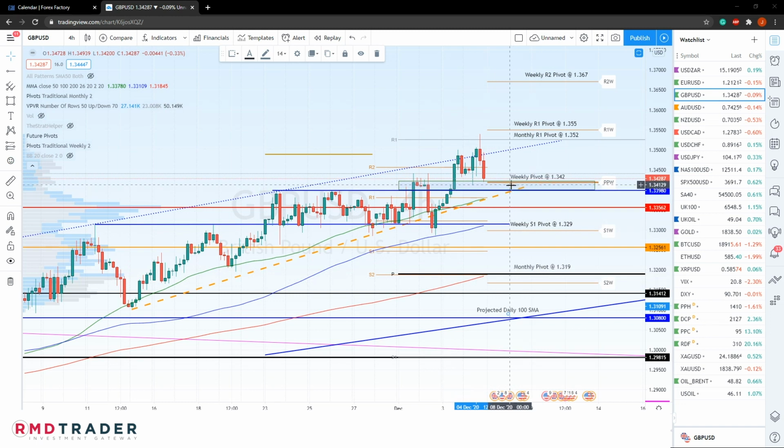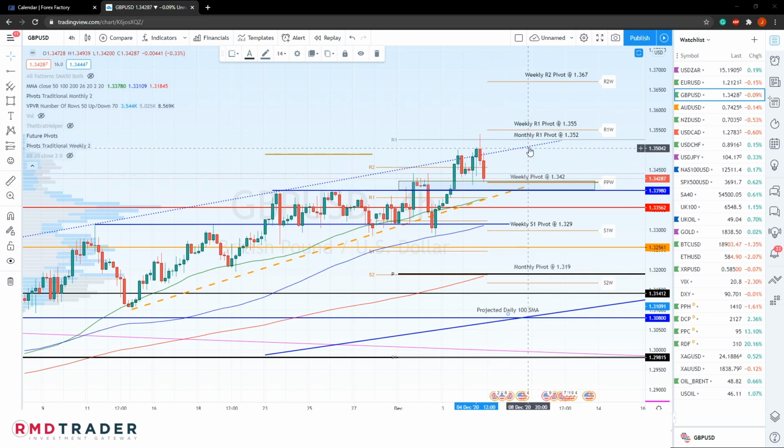If price were to see some bullish price action and manage to stay above this important support level at 1.339, we can see this is an area of previous resistance, and that means that in a price continuation, this area should now hold as a support.